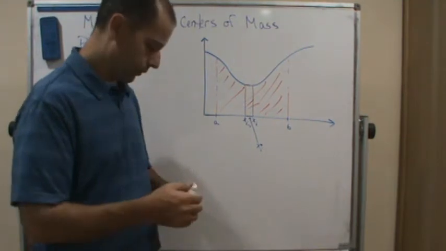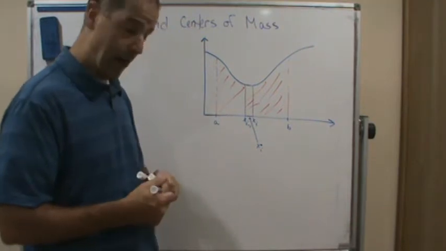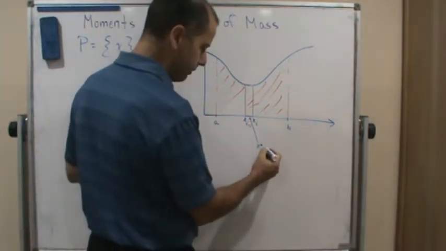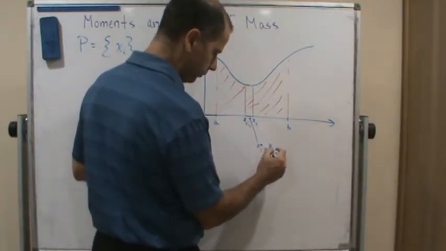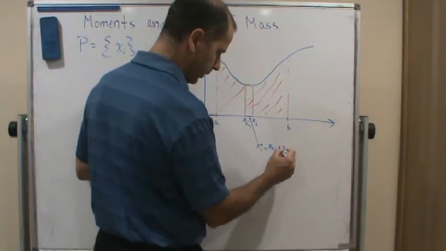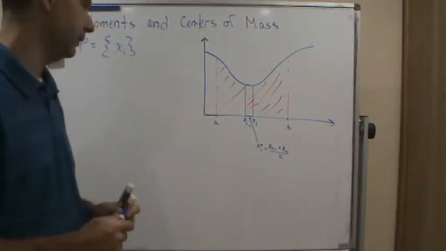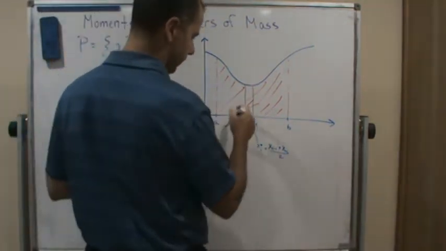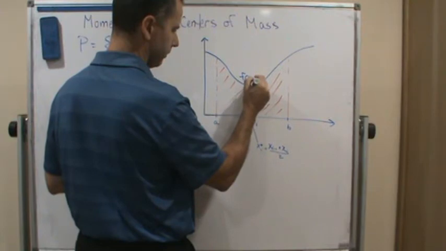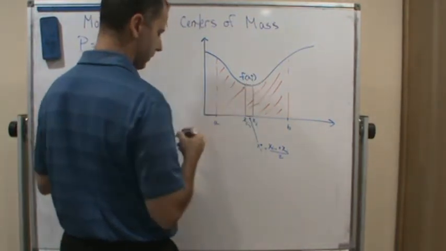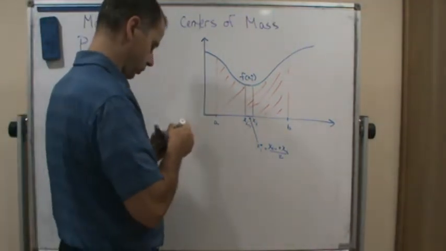Okay. So in this case, we're going to define x sub i star as the midpoint of the base, so the midpoint of the subinterval. That is x sub i minus 1 plus x sub i, over 2. Now the height of this bar we're going to define as f of x sub i star. So that's going to be the height of our rectangle, right about here.